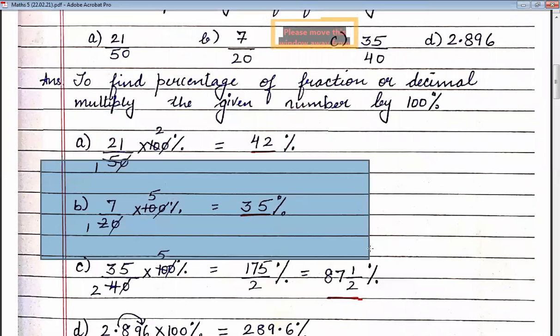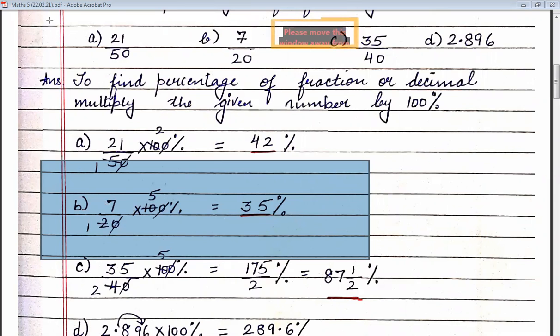Now let us discuss our B part. It is 7 upon 20. So it's the same one. You have to find the percentage, so you have to multiply this with 100%. So now let's cancel it. 20 ones are 20 and 20 fives are 100. So now you are left with 7 and 5 in the numerator. So you will multiply 7 fives are 35. So what is your final percentage? 35%. Is it clear, students?